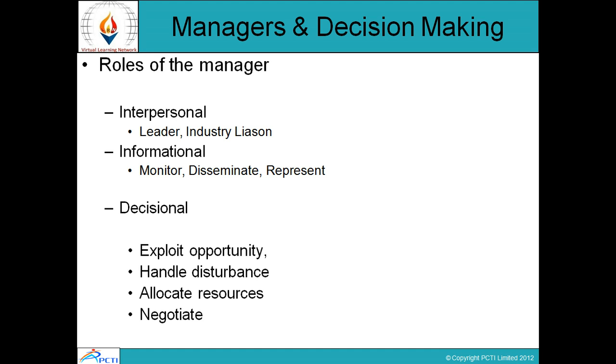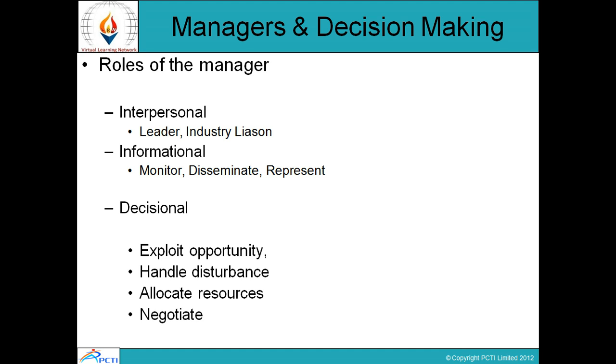So let us firstly discuss the topic managers and decision making. When we talk about decision making, managers play a very prominent role, right? The roles of manager include interpersonal roles, and interpersonal roles means most of the time the manager has to lead the team. He or she has to act as a leader to control the entire situation.